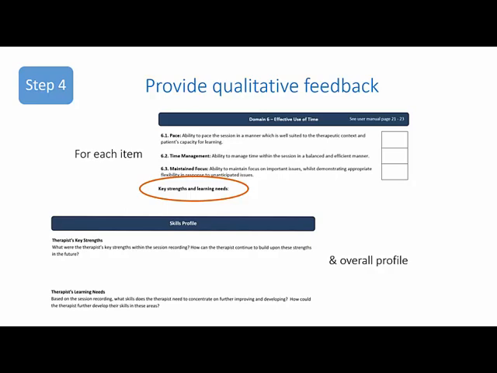Again, the feedback may be written on this feedback form, but this may also form something which is discussed within, say, a supervision session.